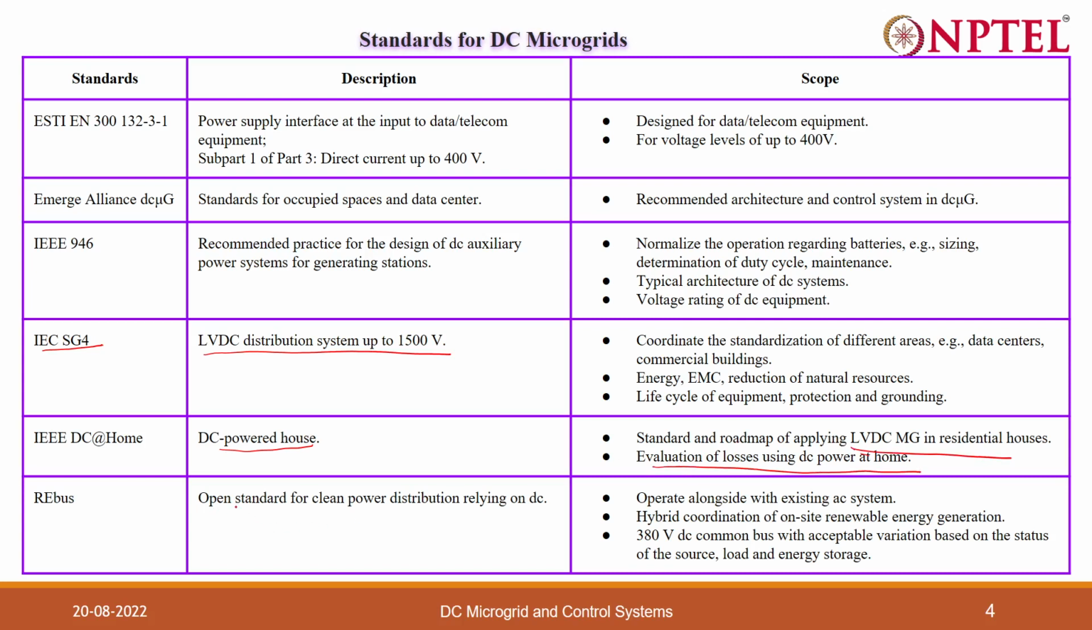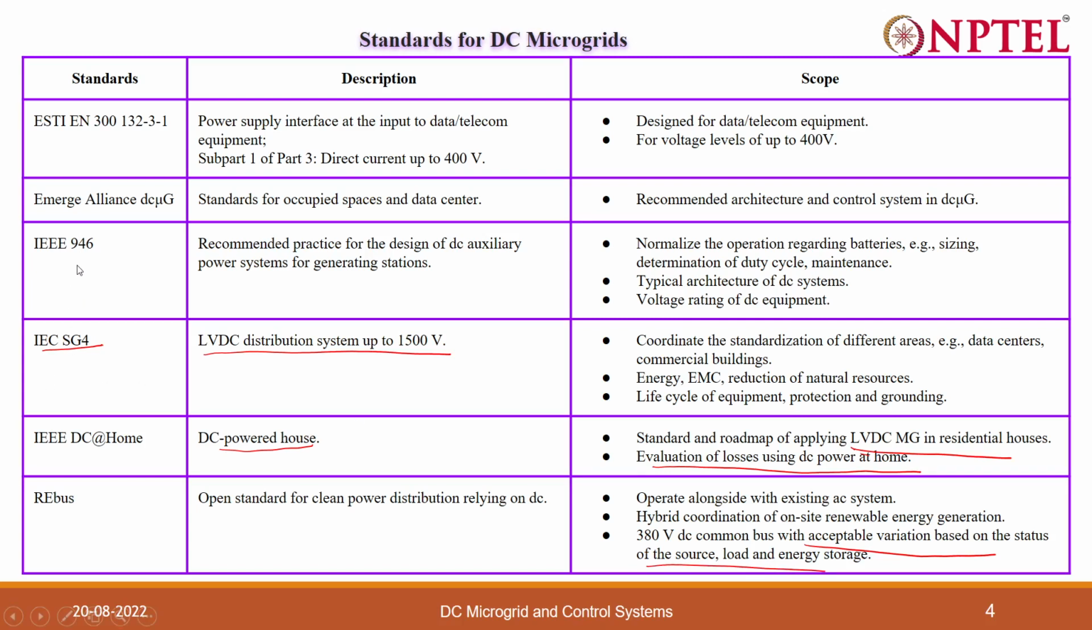And the RE-bus standard, what does it include? Open standard for clean power distribution relying on DC. So it operates along with the existing AC system, hybrid coordination of on-site renewable energy generation, 380 volt DC common bus with acceptable variation based on the status of source, load, and energy storage. So if you see these different standards, the answer you can easily find out.